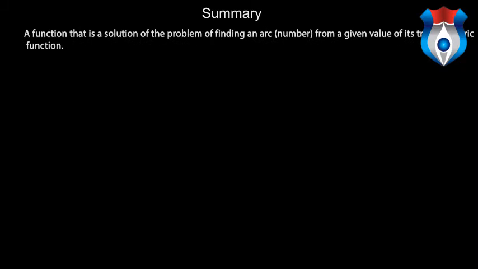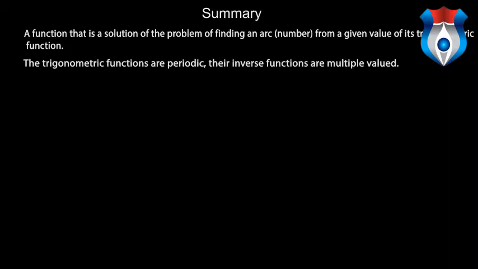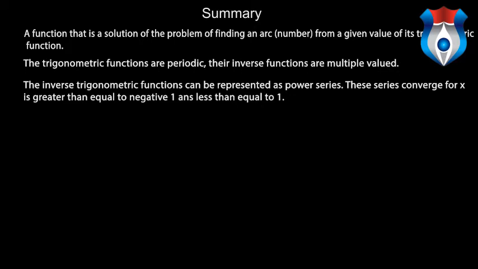Now in the end, let us summarize what we have learnt in this lecture. An inverse trigonometric function is a solution of the problem of finding an arc from a given value of its trigonometric function. The trigonometric functions are periodic. Their inverse functions are multiple valued. The inverse trigonometric functions can be represented as power series. These series converge for x greater than or equal to -1 and less than or equal to 1.